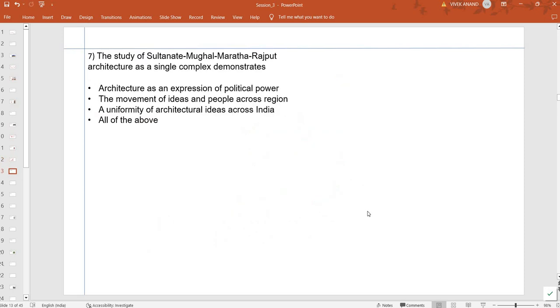This question says: the study of Sultanate, Mughal, Maratha and Rajput architecture as a single complex demonstrates what? Do you understand this question or not? The study of Sultanate, Mughal, Maratha, Rajput architecture as a single complex demonstrates what?